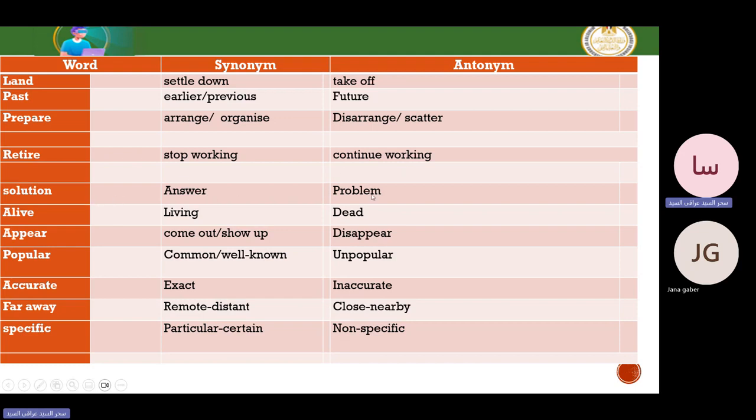Solution means answer, and the antonym is a problem. Alive means living, and the antonym is dead. Appear means come out or show up, and the antonym or the opposite is disappear. Popular means common or well-known, and the antonym is unpopular. Accurate means exact, and the antonym is inaccurate. Far away means remote or distant, and the antonym is close up, close, or nearby. Specific means particular or certain, and the antonym is non-specific.